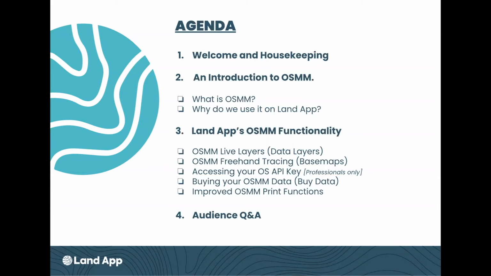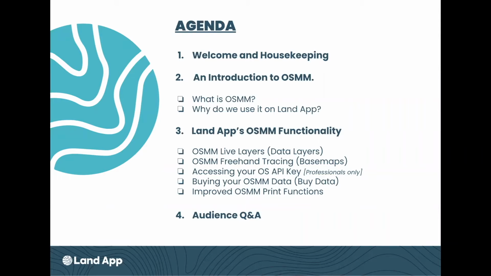So the agenda today, I've done the housekeeping, but we're really going to be focusing on two main blocks. Firstly, a bit of an introduction to what is Ordnance Survey MasterMap. We use the acronym OSMM, and we will throughout the demo. So OSMM is Ordnance Survey MasterMap. We're going to look at what it is and why we use it within Land App. Then in the second part of the webinar, we're going to look at the particular functionality of Land App and how you can use it to interact with MasterMap in various different ways. There are 5 main things that I'm going to be covering today, but it's all based around the same data layer.